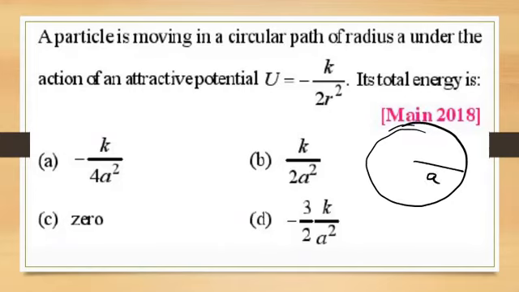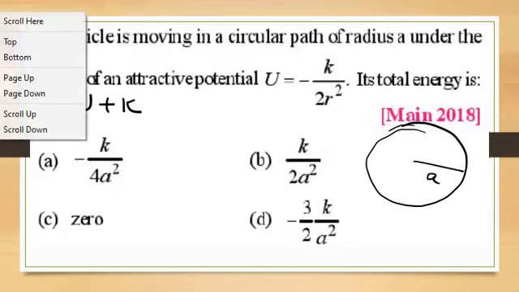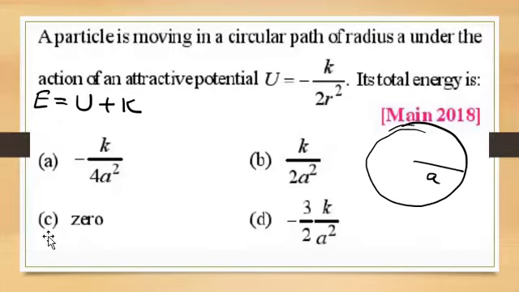So total energy is nothing but potential energy plus kinetic energy. Well, so potential is already given, so we need to calculate the kinetic energy, and we will add them finally. So let us first calculate, how can we calculate that one, kinetic energy.